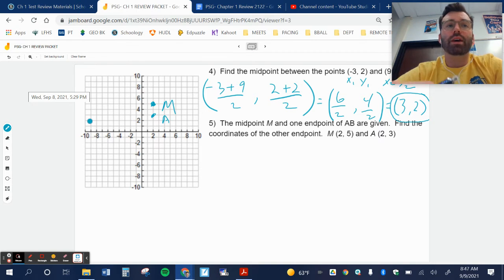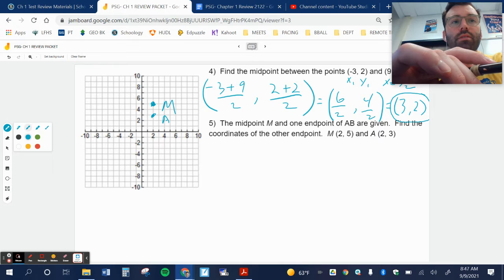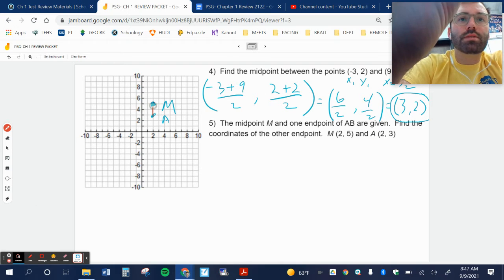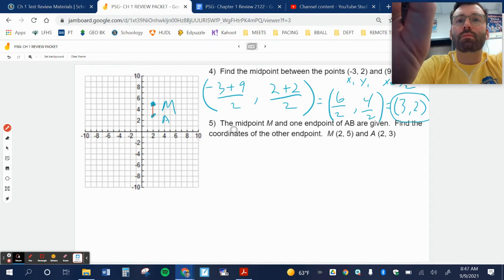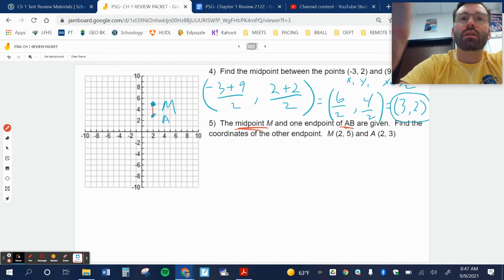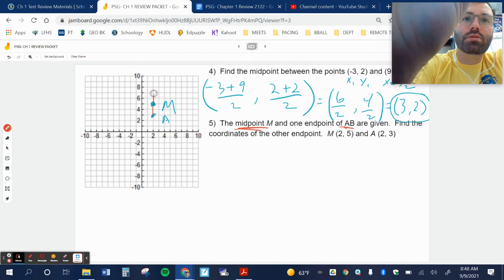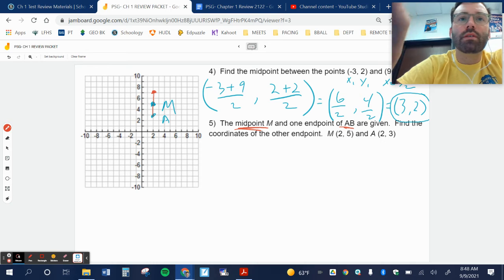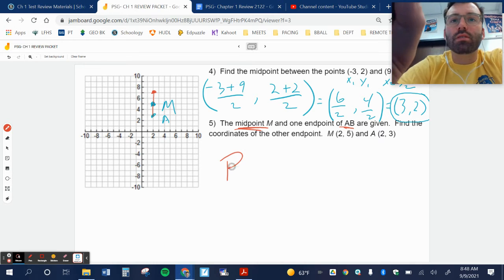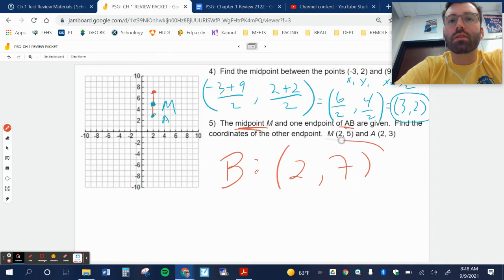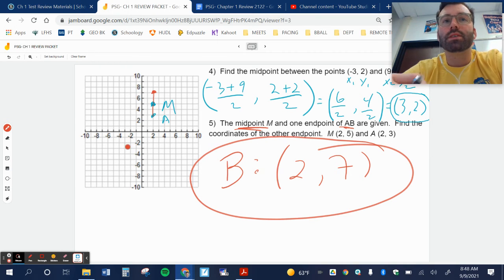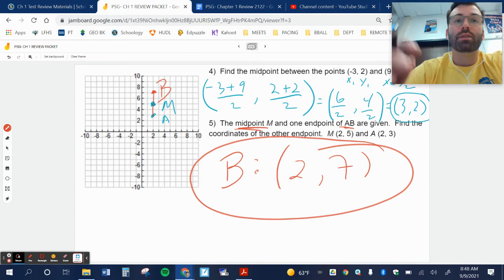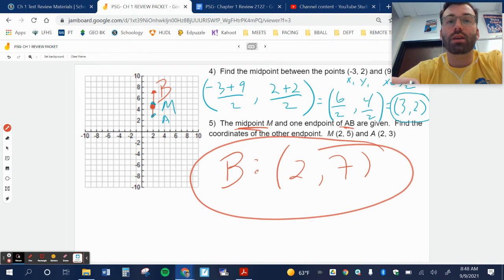Well, this is a nice problem, right? If I go from A to M, that's what? Up 2 units. Okay, and since M is the midpoint of AB, that means B must be up 2 more units here to give me 2, 7 for B. Distance has to remain the same. M has to be in the middle, so it has to be equidistant from A and B, or the same distance.